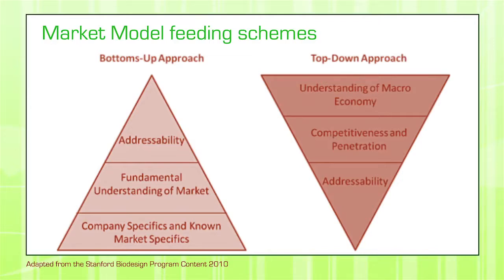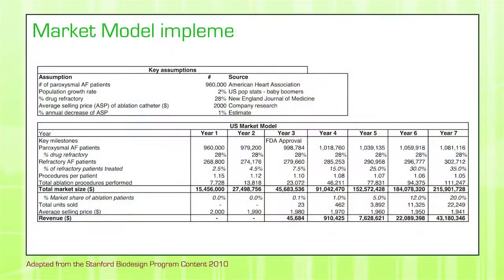A top-down approach is basically taking the big picture and trying to assess the small pixel. First, it starts with an understanding of the macroeconomy and business data and market research reports, and with that you try to lay out a model that makes sense in order to actually perform a financial model and to validate the business. With these market fitting schemes, you can create the market model implementation as I'm showing here.